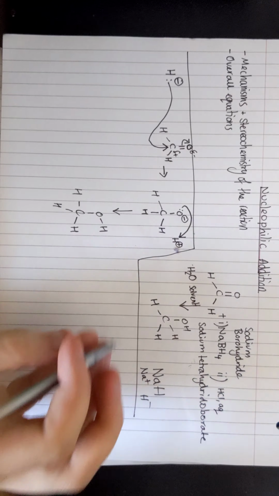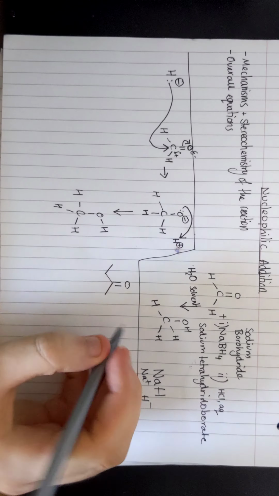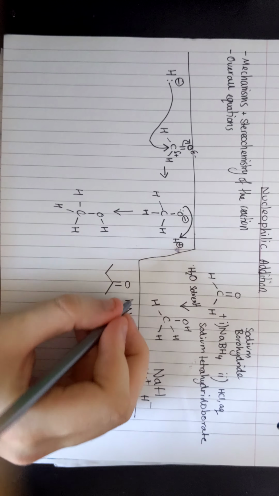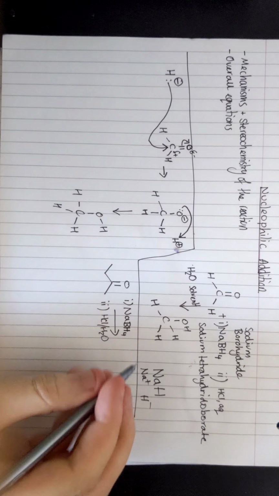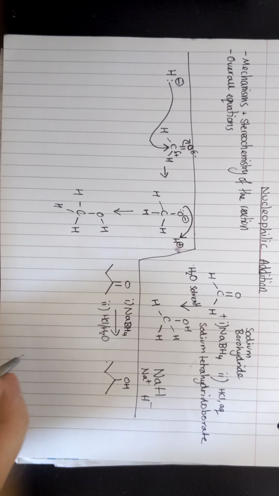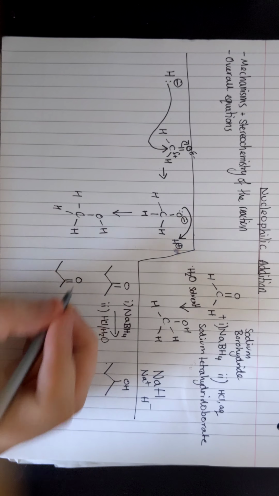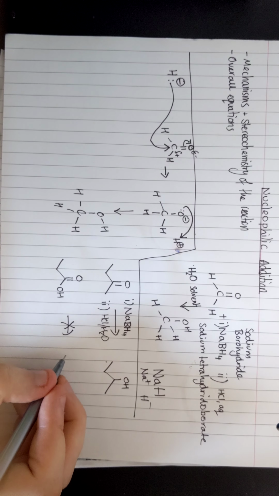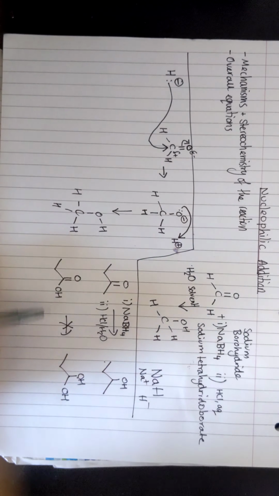So just some other examples, if we take butanone, that will be reduced by NaBH4, that will form butan-2-ol. This won't work with carboxylic acids, so it won't reduce a carboxylic acid. So that will not react to form, I don't know, something like this. Okay, that won't happen, that doesn't work.